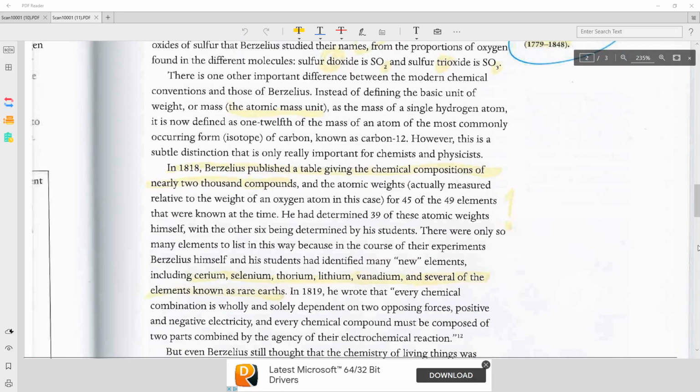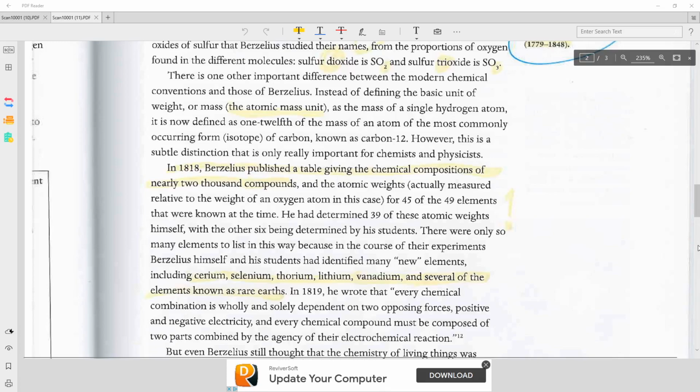There is one other important difference between the modern chemical conventions and those of Berzelius. Instead of defining the basic unit of weight or mass, the atomic mass unit, as the mass of a single hydrogen atom, it is now defined as 1/12 of the mass of an atom of the most commonly occurring isotope of carbon, known as carbon-12. However, this is a subtle distinction that is only really important for chemists and physicists.